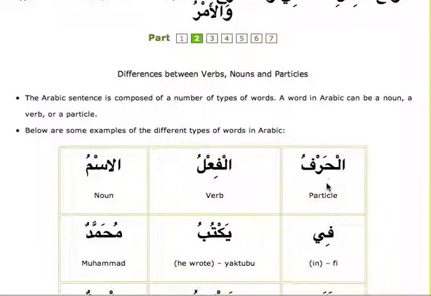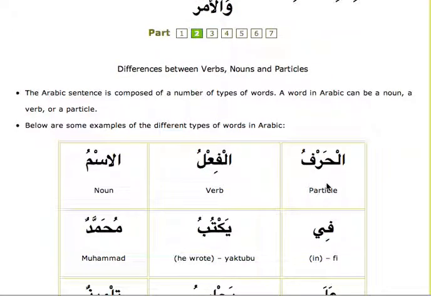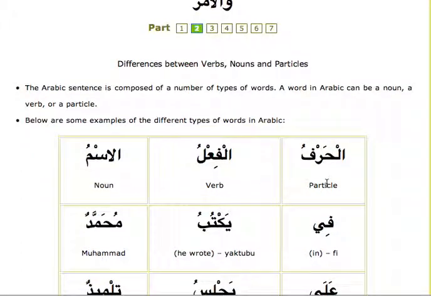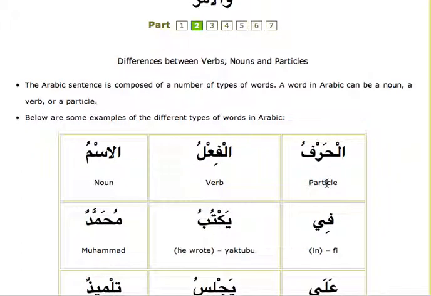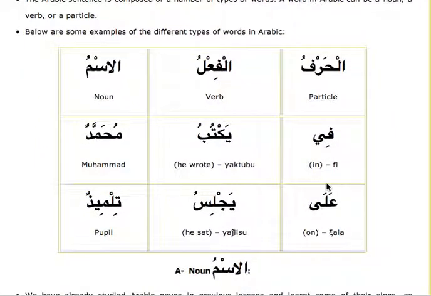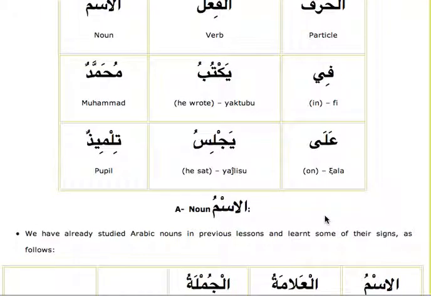The Arabic sentence is composed of a number of types of words. A word in Arabic can be a noun, a verb, or a particle. Below are some examples of the different types of words in Arabic. We have the harf, the fi'l, the ism. Fi, in, yaktubu, writes, he wrote. Yesterday I learned that the past tense has fatha, kataba. Yaktubu, he wrote.